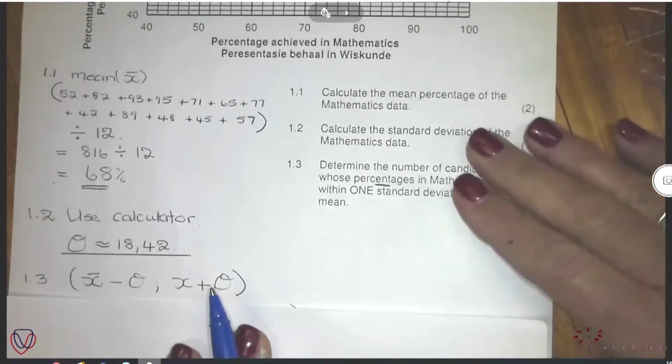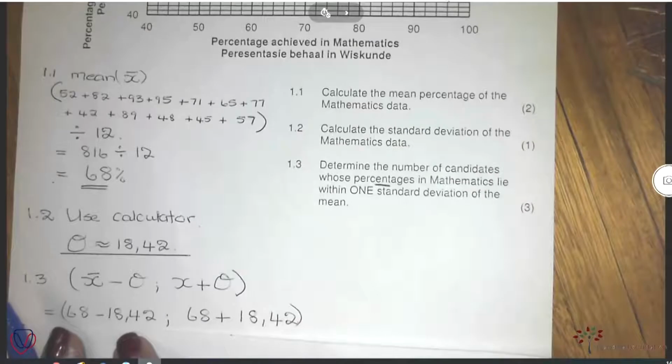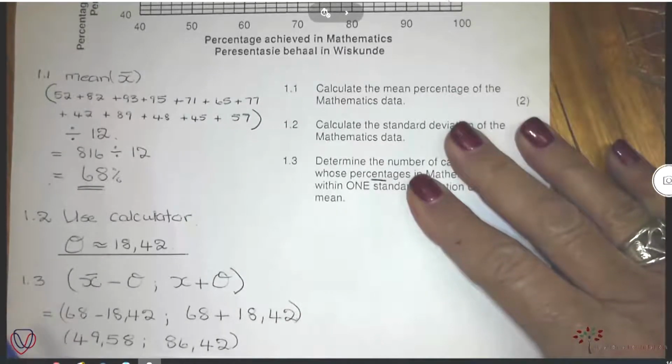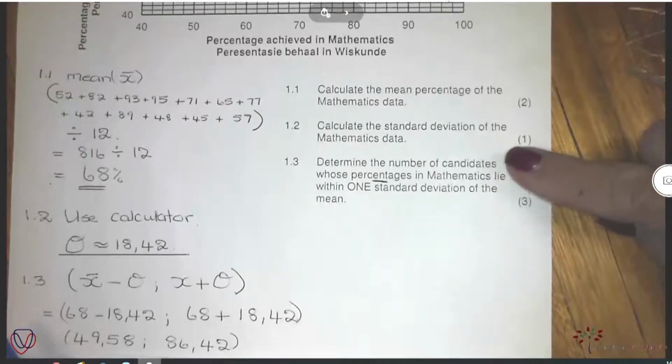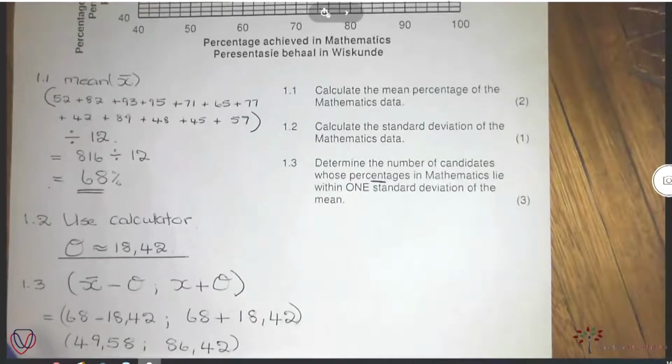Now, this is what you do. You take your mean minus your standard deviation and your mean plus your standard deviation. And this is going to give you 49,58 and 86,42. Between those two numbers, we will determine the number of candidates whose percentages in mathematics lie within one standard deviation from the mean. Those are very difficult words to understand. But please, this is how you do it.